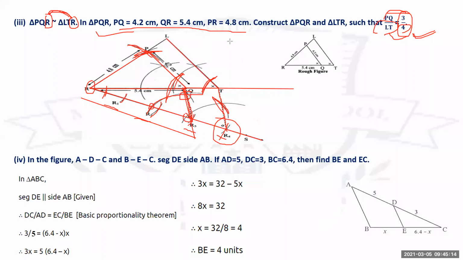So you'll get this triangle completed. You'll get triangle LTR, where these two extended lines meet each other, this and this. Is this clear?